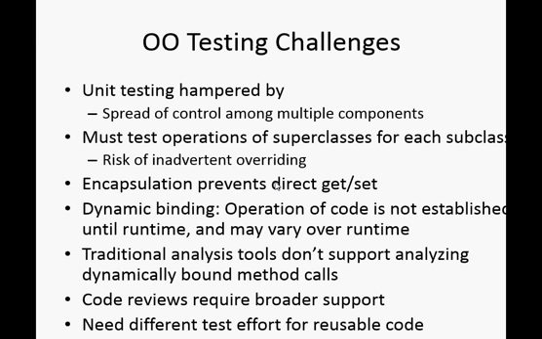Okay, so OO testing challenges. A lot of challenges here. Unit testing is hampered because you delegate to a bunch of different types of classes sometimes. Use mocking. You need to test this interaction of superclass and subclass. You're going to want to put testing code within classes rather than outside of it because you can't get access to the internals, which are often private. And because of dynamic binding, sometimes what you're calling is not obvious until runtime.